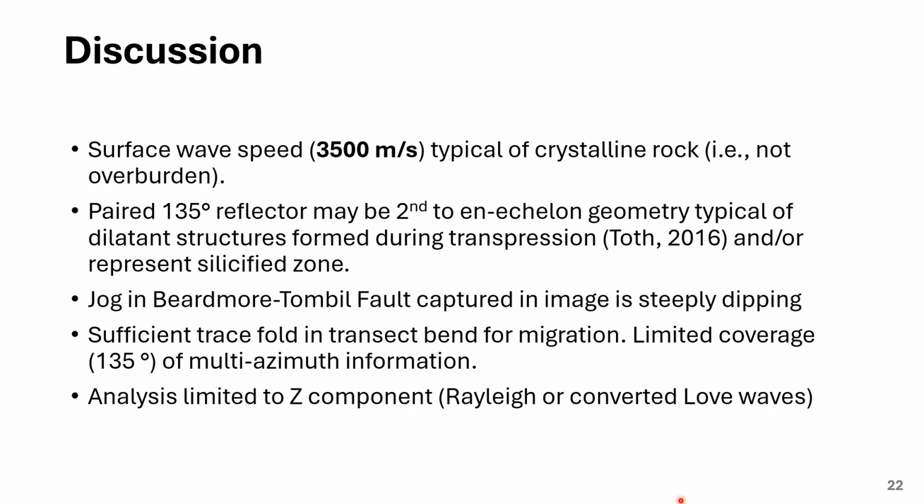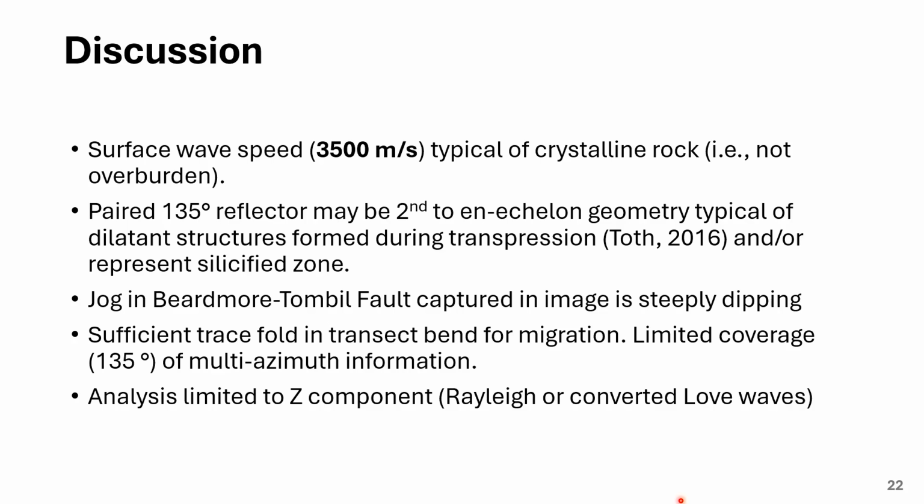The paired reflectors in the northeastern quadrant are related to the geological fault and its offset, and my thought is it's probably related to transpression, or maybe some sort of silicified zone. It's also indicated by the magnetic imaging. And then the Beardmore fault is captured in that one small jog. The information we extract from that is that the jog would have to be very steeply dipping in order to be imaged by this method.